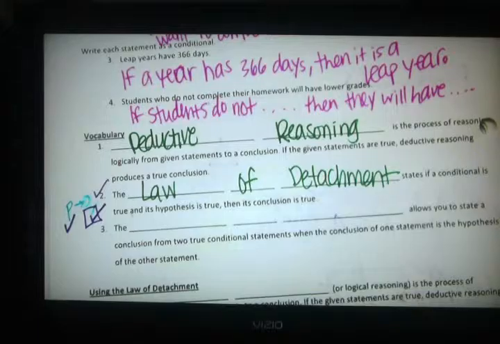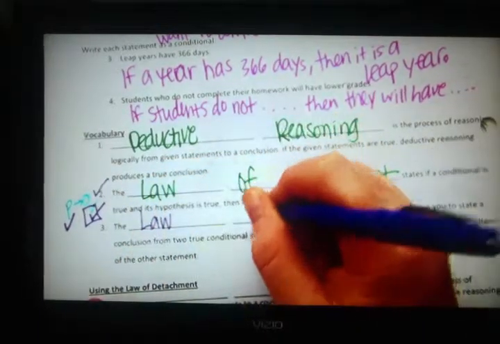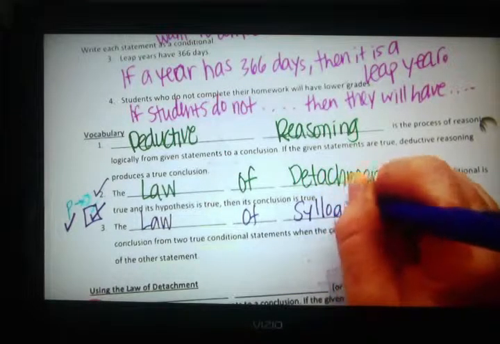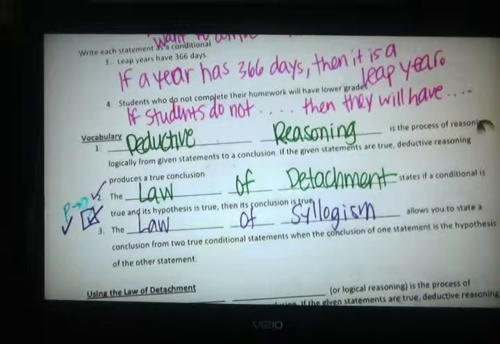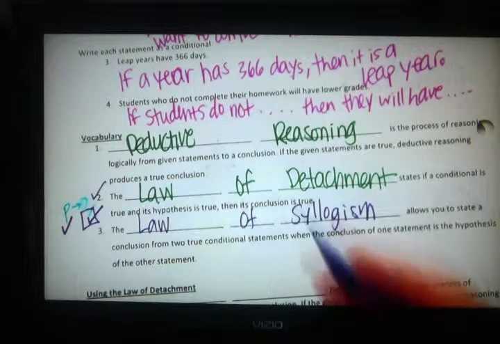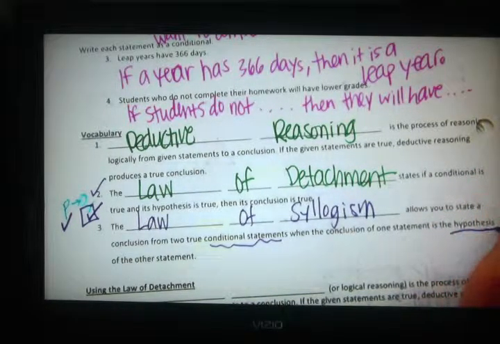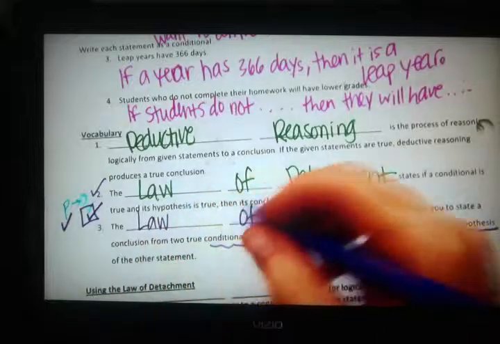Okay, now we have the law of syllogism. It's at the top of your page. Okay, the law of syllogism allows you to state a conclusion from two true conditional statements when the conclusion of one statement is the hypothesis of the other statement. Okay, that's a lot of words. Let's think about it. Two true conditional statements. When one statement is the hypothesis of the other statement.